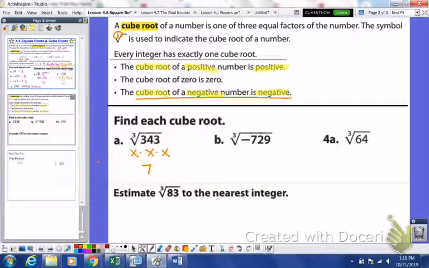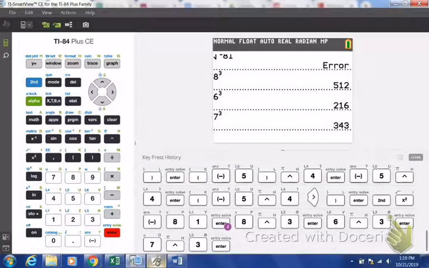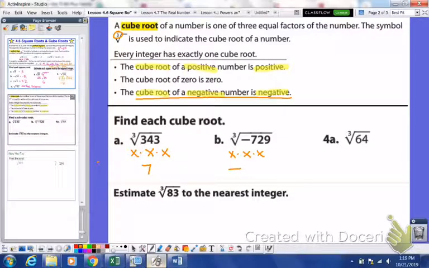Okay, next one, the cube root of negative 729. Again, what times itself 3 times will give us negative 729? Well, if it's a negative, we know it has to be negative, so I'm going to go ahead and fill that in now. Again, if you don't know your cubes, we're going to guess and check a little. I already did 8, 6, and 7. All of them were a little too low, so if I just go up one more, 9 to the third is 729. So the cube root of negative 729 would be negative 9.